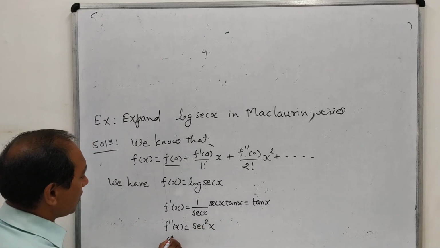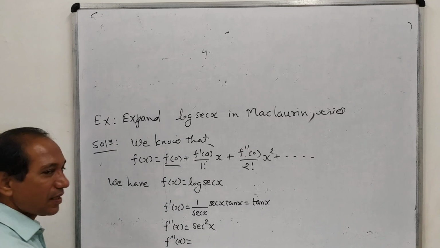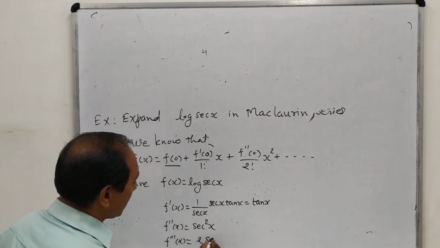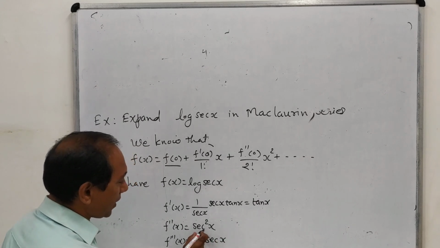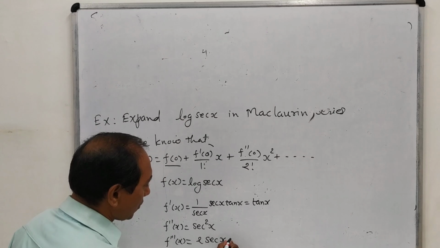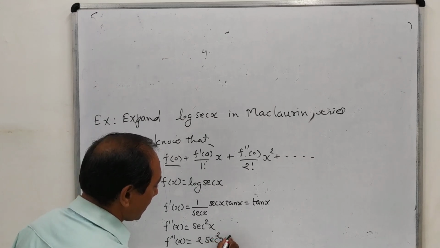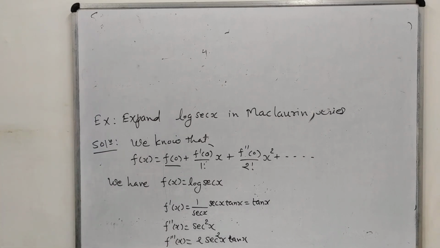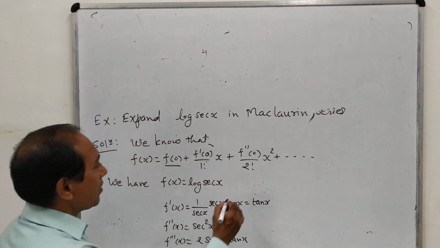Then the triple derivative. If the derivatives are simple, then you can find more and more derivatives. The derivative of this is 2 sec x, and sec x has the derivative sec x into tan x. So this is sec square x into tan x, because sec x is there already and one more sec x is there. Then we will find the corresponding values.